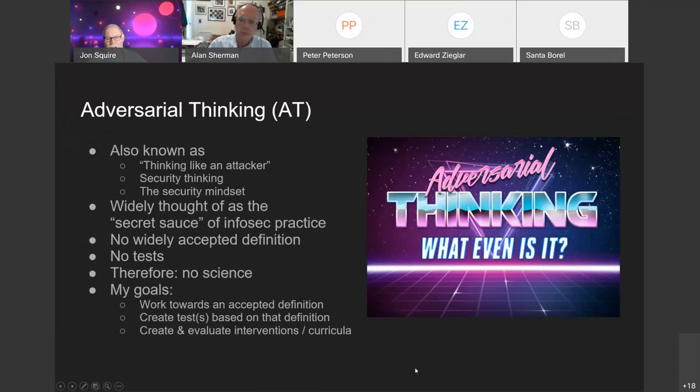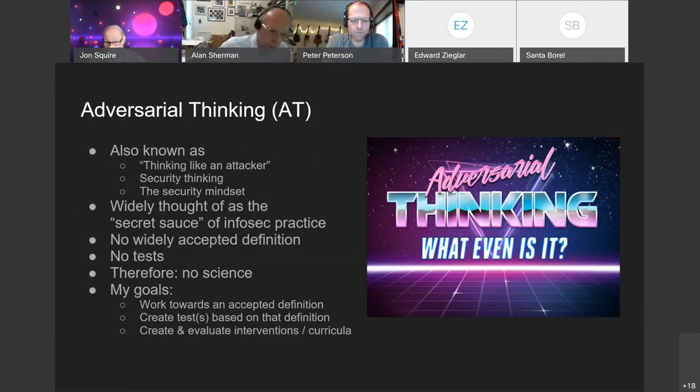So adversarial thinking is the topic for today, and I will jump right into it since we're running a little behind. A lot of people talk about this as thinking like an attacker or thinking like a hacker. Sometimes people describe it as security thinking or the security mindset. It's this idea that's widely thought anecdotally to be the secret sauce of information security practice, right? So if you have this ability, you could be good at doing security practice. If you don't have this ability, maybe you won't be good at solving security problems or being a security professional.